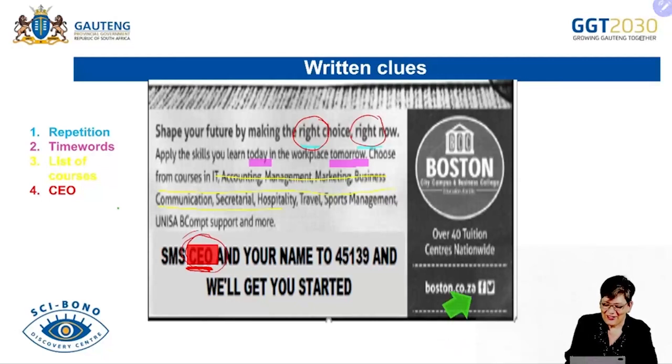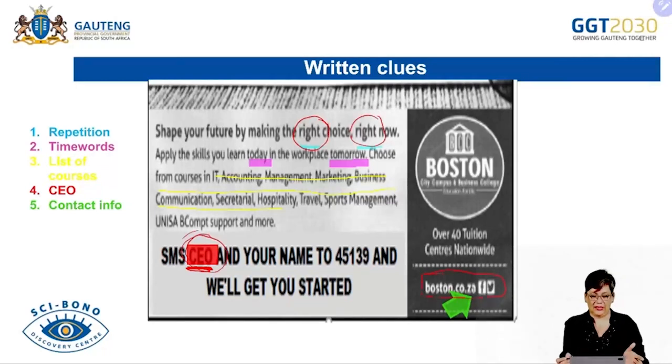And look what they do now. They have, and you just see where's my number 4, they've included the contact info. Remember, we said this is quite important because how are we going to contact them? Because they asked us, give us SMS, and we've got a number here that we have. If you want more information, we can go to bostonco.za or Facebook or Twitter. They literally covered all the bases.